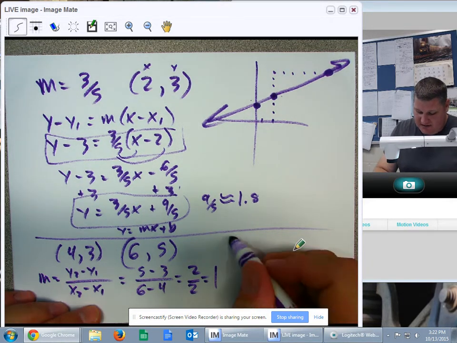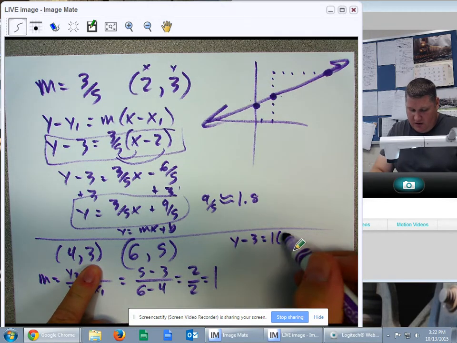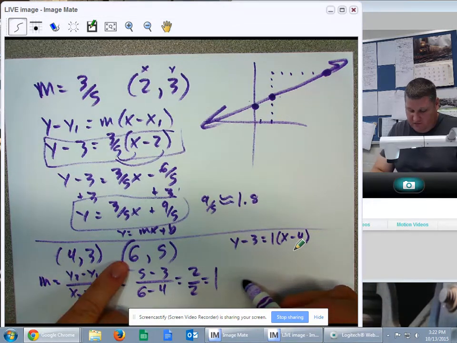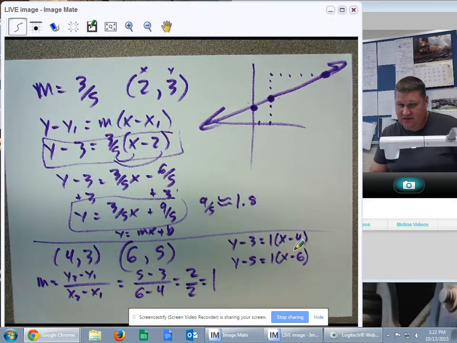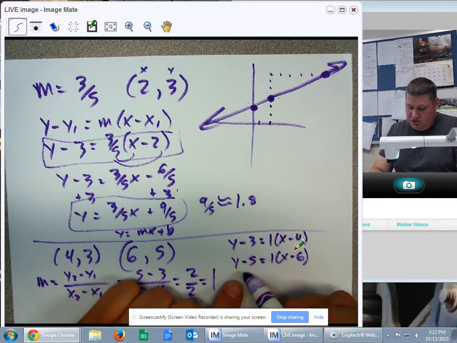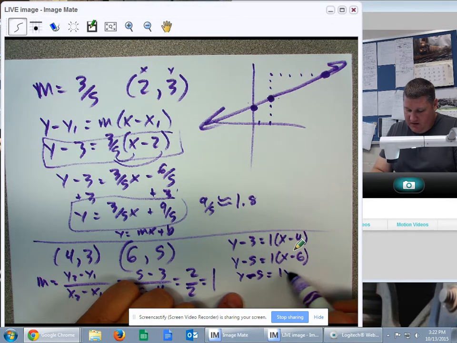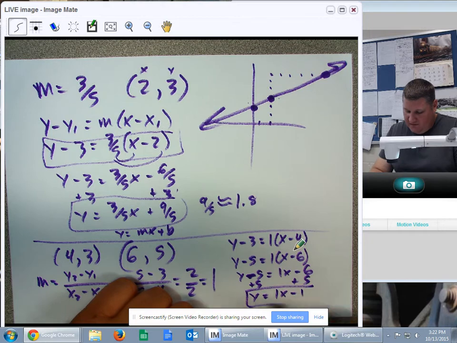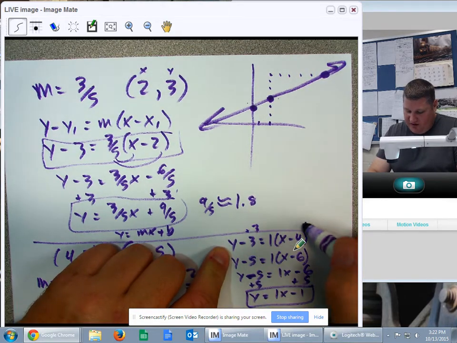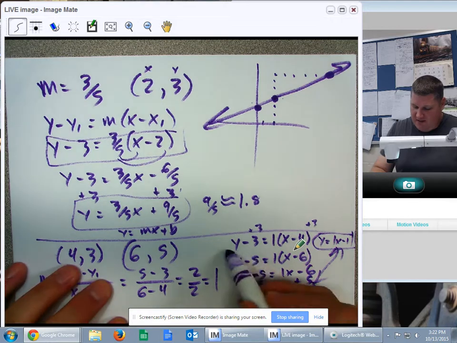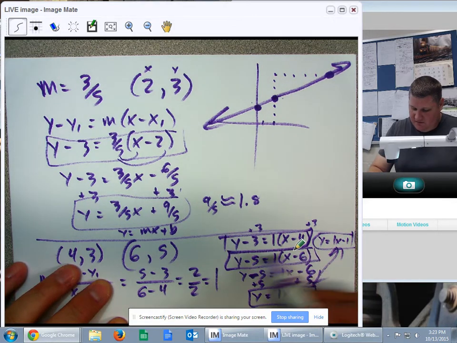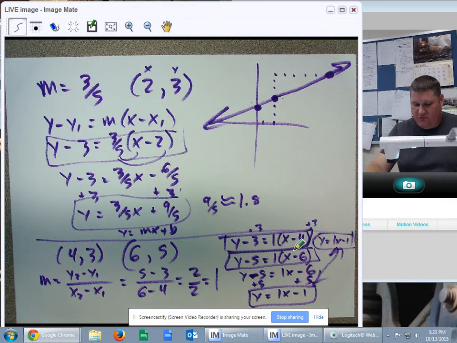My slope is 1. Now I can say y minus 3 equals 1, parenthesis x minus 4. That's fine. I could also say y minus 5 equals 1, parenthesis x minus 6. You say those are different equations. They look different, but they're not. I can turn these into slope-intercept form. So if I say y minus 5 equals 1x minus 6, add 5 to both sides, I have y equals 1x minus 1. That's slope-intercept form. Here, if I add 3 to both sides, I end up with y equals 1x minus 1 as well. And if I change them both to slope-intercept form, they end up being the exact same form. But this, or this are all the same line. They're just different forms of the equation.